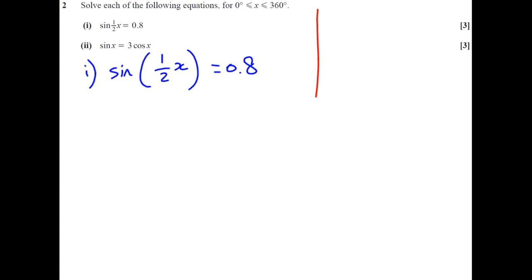Question 2, solve the following equations for x between 0 and 360. I don't particularly like how that's written. I would rather see brackets so we know it's sine of a half x equals 0.8. You have to know your trig graphs off by heart. Sine is this one, cos is this one.